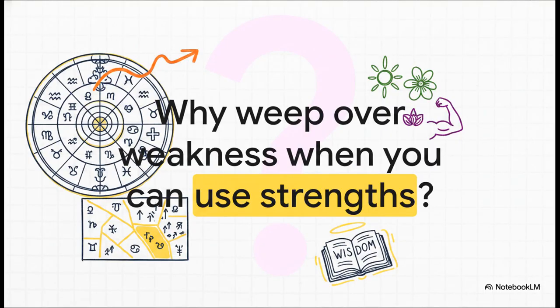Which leaves us with this incredible, empowering thought derived directly from the ancient sages. Why weep over your astrological weaknesses when you have the exact mathematical formula to utilize your greatest strengths? Ashtakvarga doesn't just predict the future, it shows you exactly where to invest your energy. It turns a confusing chart into a super clear, strategic map for life. So, looking at your own life right now, which house has the highest points? And more importantly, are you actually using it?